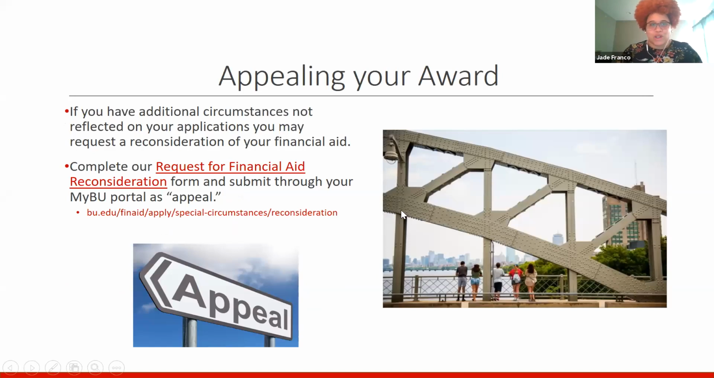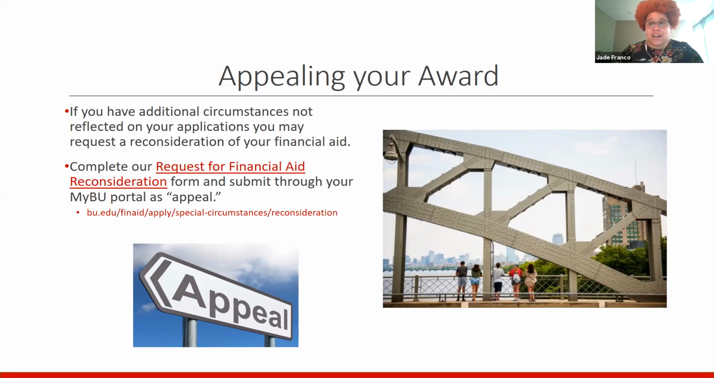Let's say you are looking at your financial aid package and you believe that you can document additional circumstances that haven't been addressed in your financial aid package and you believe that you qualify for more aid. You can appeal for additional aid consideration on our website. If you go to our request for financial aid reconsideration page, which is the link here mentions it, bu.edu/finaid/apply/special circumstances/reconsideration.